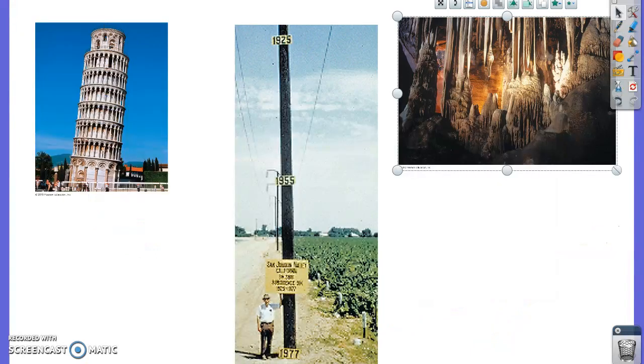Now, subsidence can also be a problem with groundwater sometimes, and this would be land subsidence.